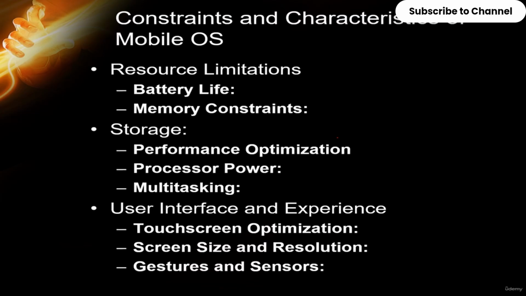And the next thing is user interface and experience, like touch screen optimization. For example, we can say fingerprint touching will be a more sensitive one. If it makes a small error also, then it can't recognize the user. So touch screen optimization should be properly done. Screen size and resolutions should be properly made.